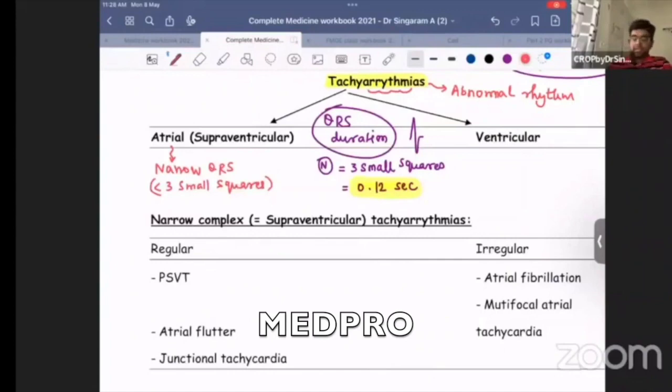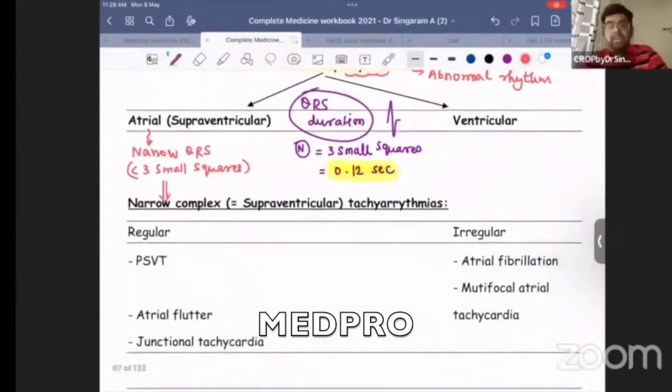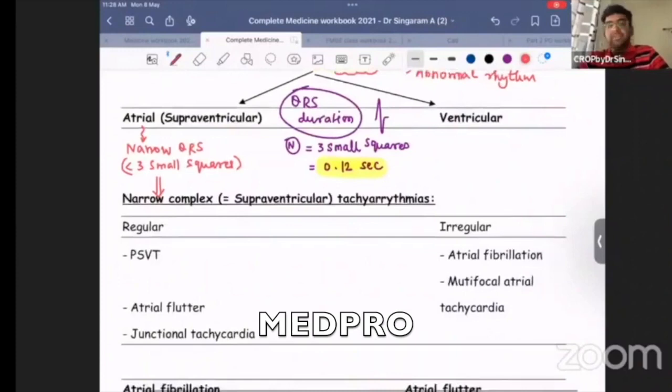Okay, and these are the different examples of narrow complex or supraventricular tachyarrhythmias. I have divided them into regular and irregular types. You can have a look at it. We are going to discuss them in detail next. Then we have ventricular tachyarrhythmias on the other side, which is characterized by wide QRS complex. Wide QRS means more than 3 small squares.